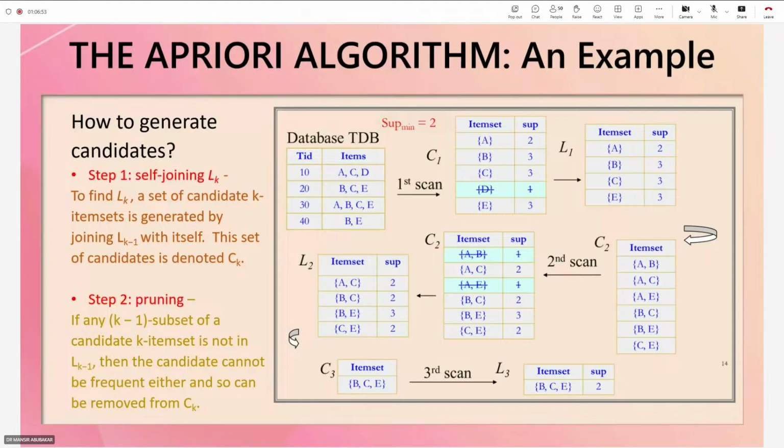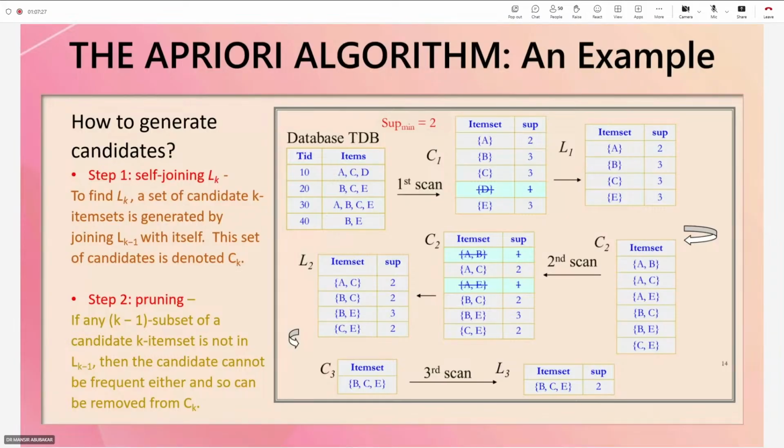So how many times do we have A in these transactions? A is in the first transaction and the third transaction. That means A appears 2 times out of 4 transactions, so we have a support of 2. Then it will also scan and ask how many times B appears? 3 times. How many times C appears? 3 times. How many times D? 1 time. How many times E? 3 times.